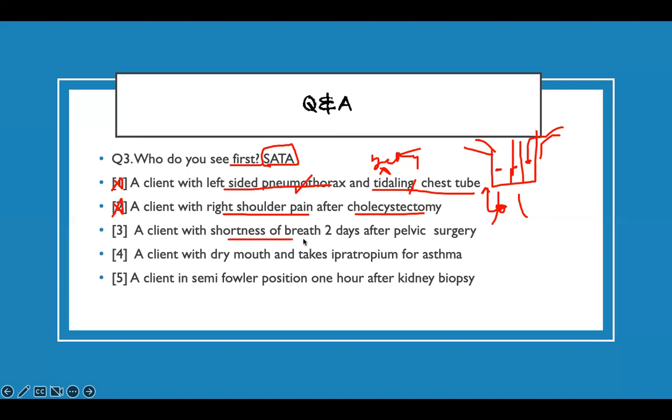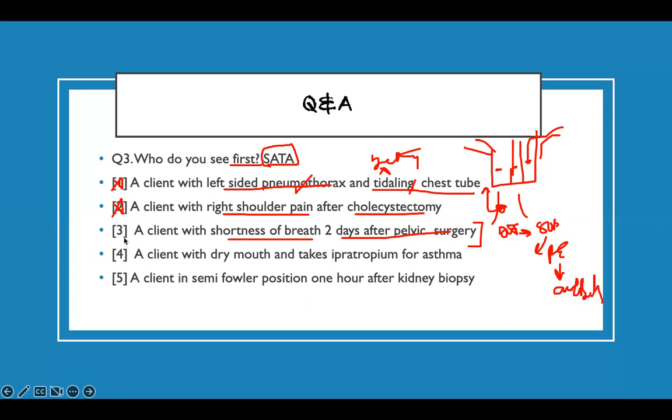A client with shortness of breath 2 days after pelvic surgery. You hear shortness of breath 2 days after pelvic surgery. Tell yourself, pelvic surgery, there's trauma there. Why do I have to worry about it? Anybody who has surgery is likely to get DVT, especially pelvic surgery. If they have shortness of breath, that's not good. They have a PE. If you have a PE, you have what? An airway, breathing issue.